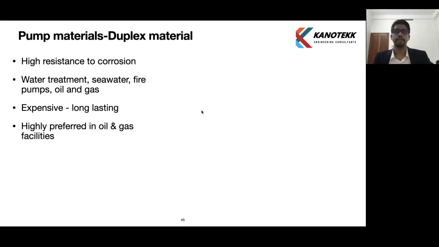Next, we will see duplex material. It is highly resistant to corrosion, water treatment, seawater, fire pumps, oil and gas applications. So widely we see the application of duplex or stainless steel pumps in oil and gas application. It's expensive, but the advantage is it's long lasting. So highly preferred for oil and gas facilities, which need long lasting equipment.